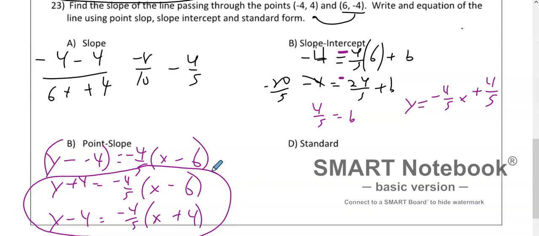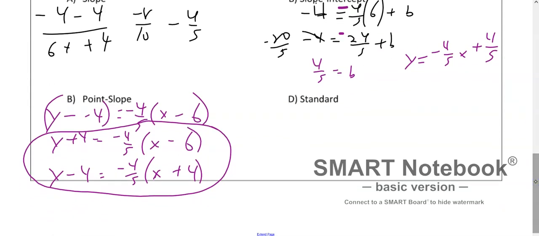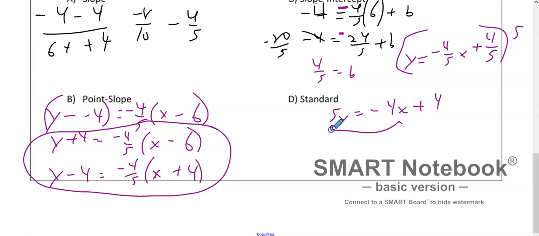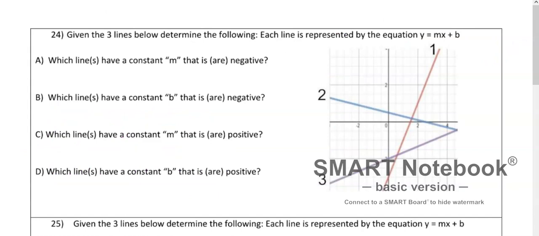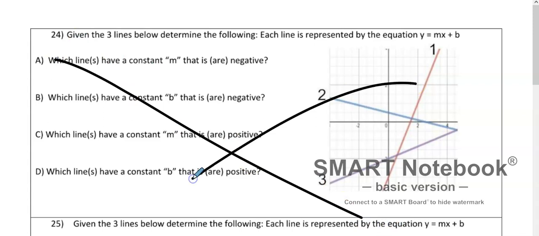And then standard form, I'm just going to come up here and multiply everything by 5. Okay, so it's going to give me 5y equals negative 4x plus 4. And then when I move this bad boy over, it's going to give me 4x plus 5y equals 4. That's my standard form. And then the good news, you do not have to worry about doing 24 or 25. Okay? That's it. We're done.